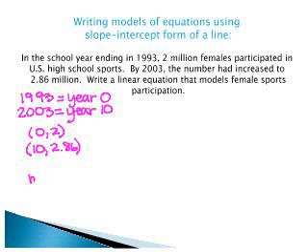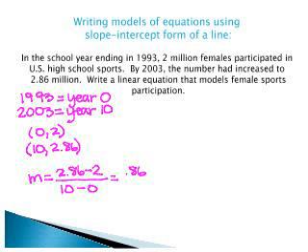So our slope, remember, is delta y over delta x. So we're going to do our change in y, which is 2.86 minus 2, over the change in x's, which is 10 minus 0, which is 0.86 divided by 10, which is 0.086. So that's our slope. So we can plug that into either form of the line, and I'm going to go ahead and plug it into y equals mx plus b.